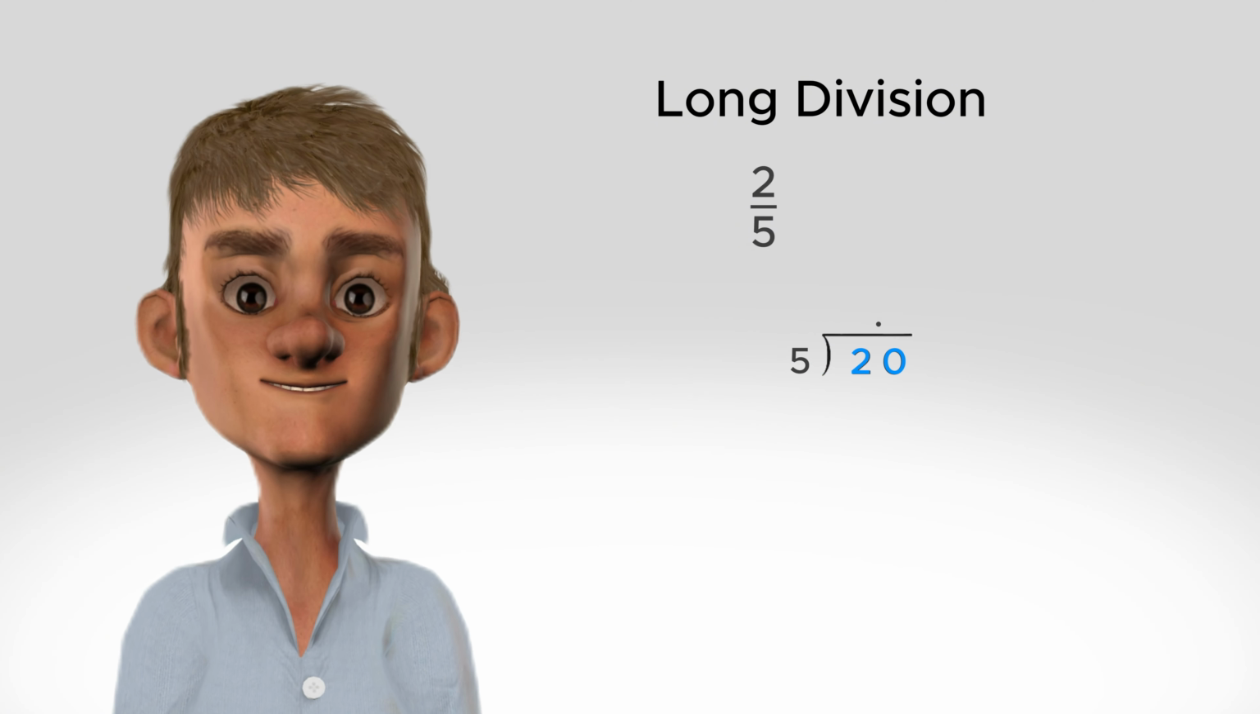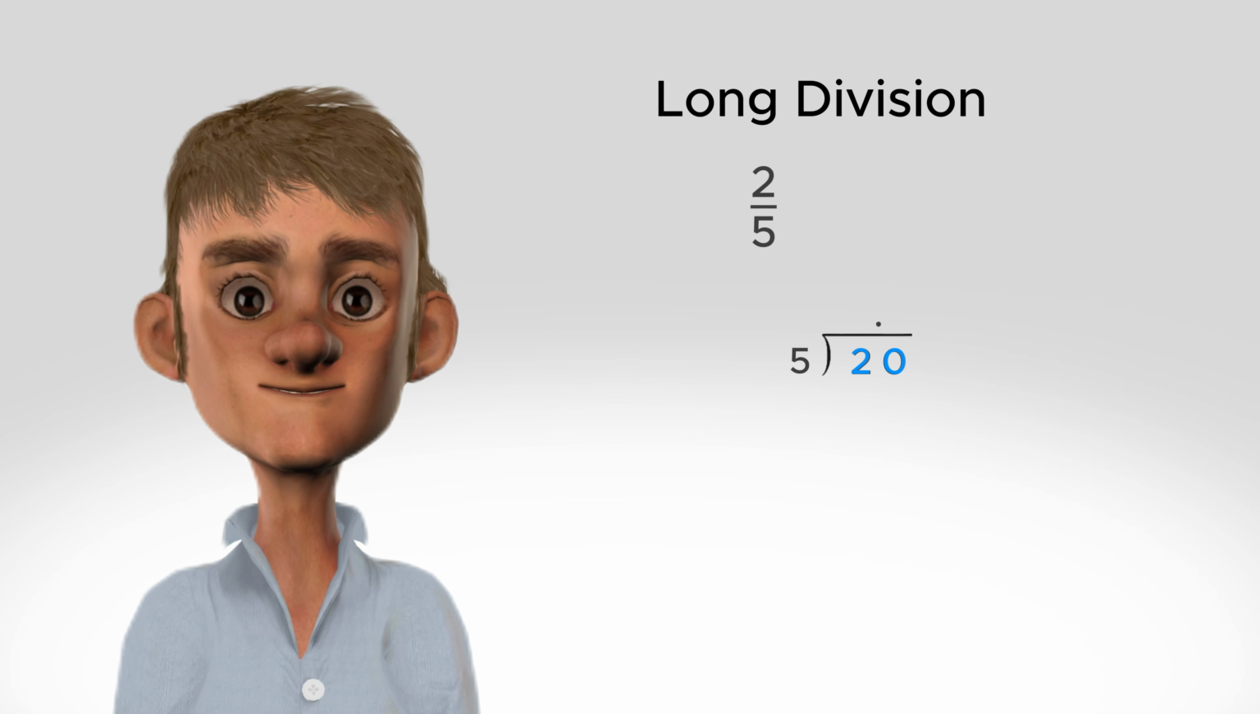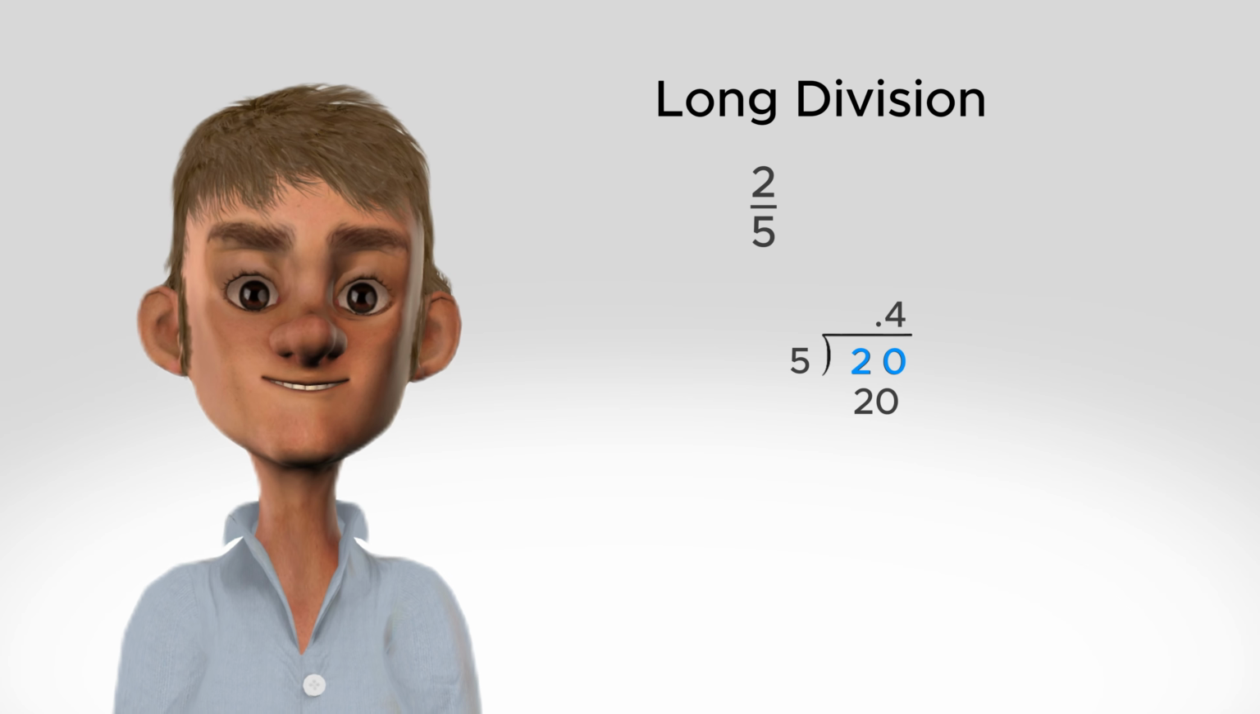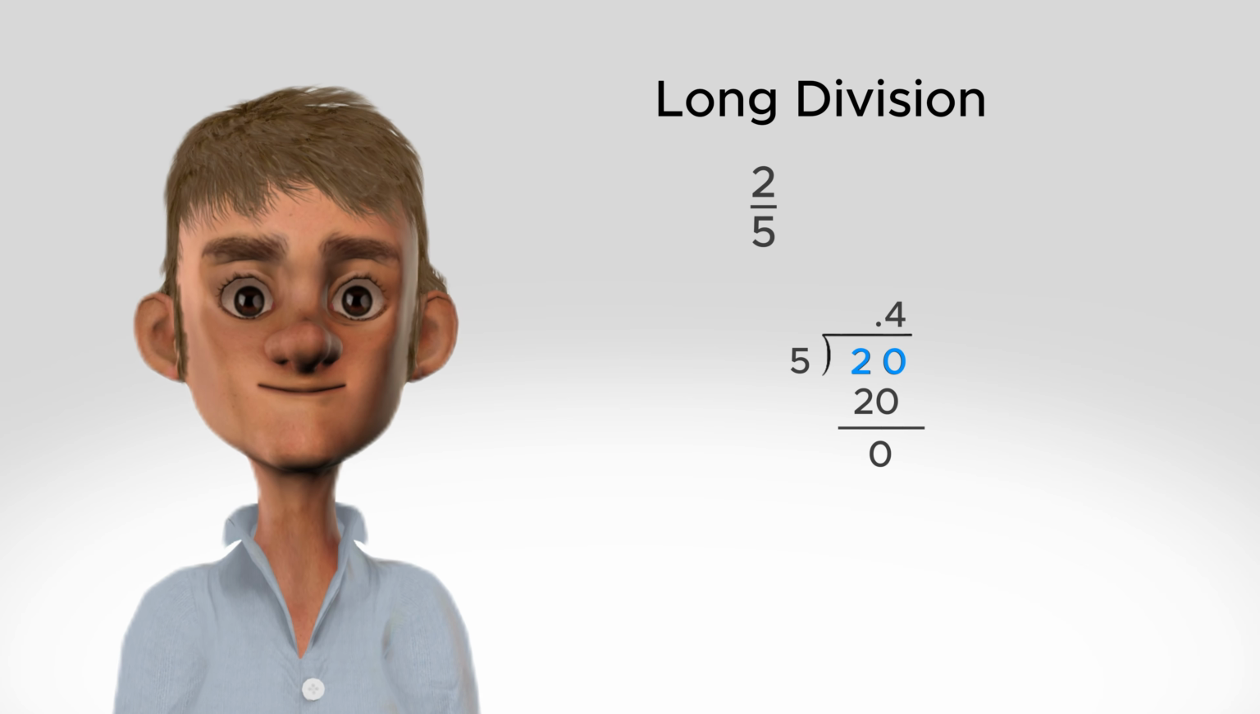How many whole groups of 5 can we pull out of 20? Well, 4. 4 times 5 is 20. Subtract and we get a 0, and that tells us we are done. So 2/5 is equal to 0.4.